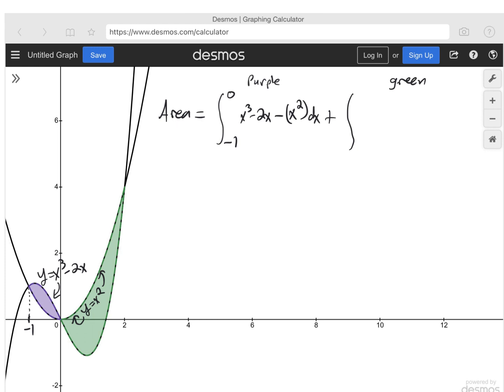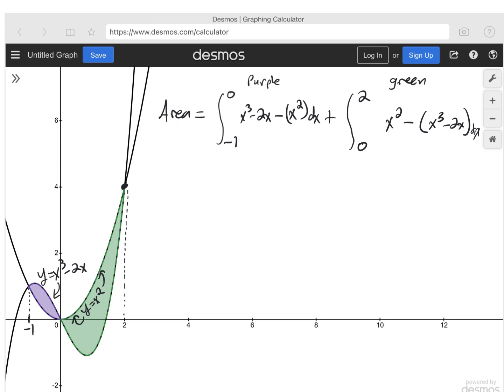Well, when we get to the green area, the lower limit of integration is now 0 because that's where the shading starts. And this time it goes all the way up till this second point of intersection. So if you do take the time to set these two things equal to each other and solve them, you should see that they intersect at an x value of 2 as well. Okay, for the green area, we have the x squared function on top, and we have the x cubed minus 2x function underneath. So let's write that with respect to x. Okay, so we're going to be computing just two separate areas and then adding them together at the end.